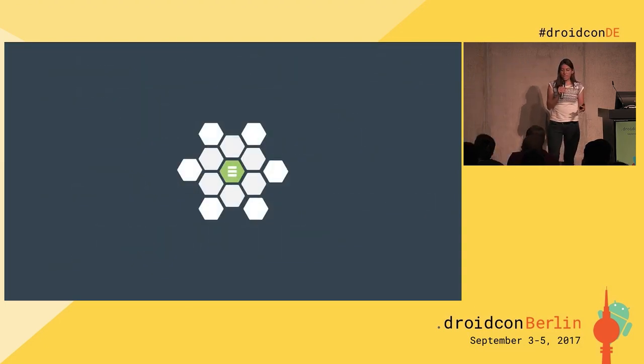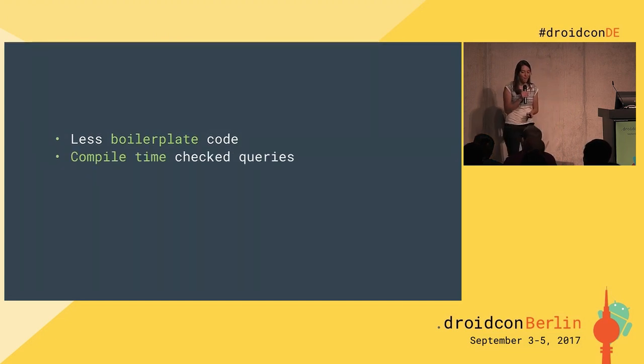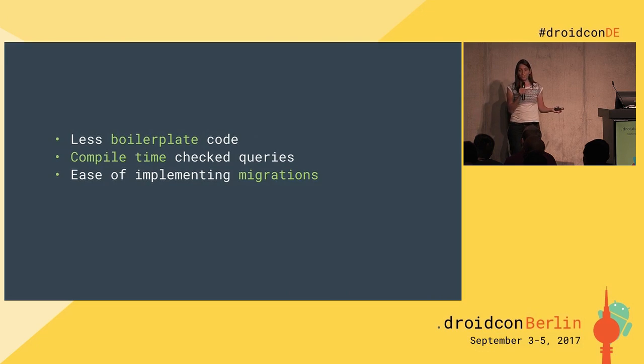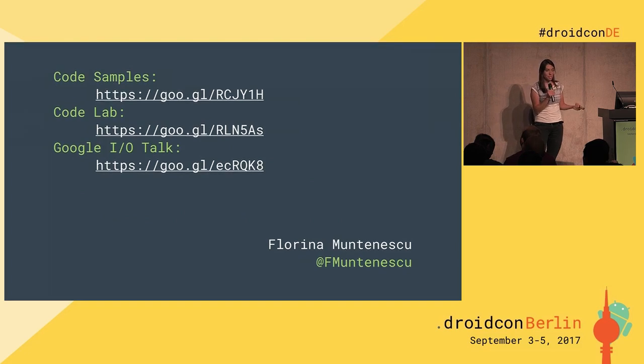So that's pretty much how Room works. It helps you with a lot of things. It helps you write way less boilerplate code. It gives you compile time checked queries. It's way easier to implement migrations, and it's in general way easier to test the DAOs and to test the migrations. And also it makes sure that you're not doing mistakes that I used to do, like do database operations on main thread. We've been writing about this a bit on Medium.